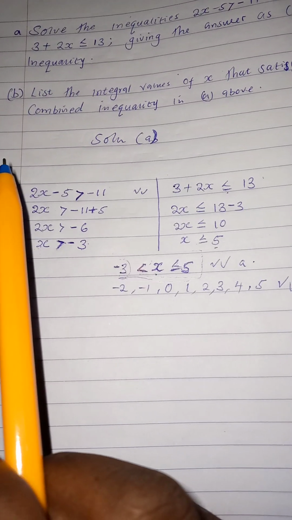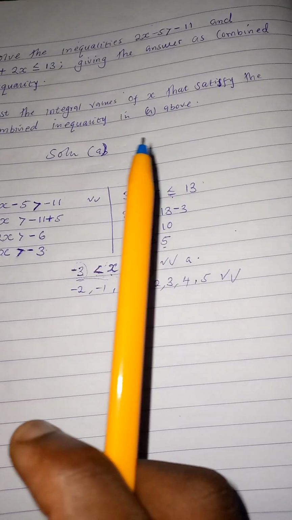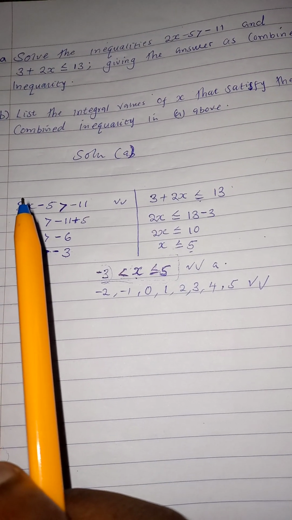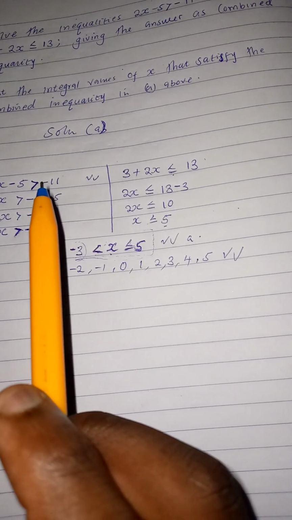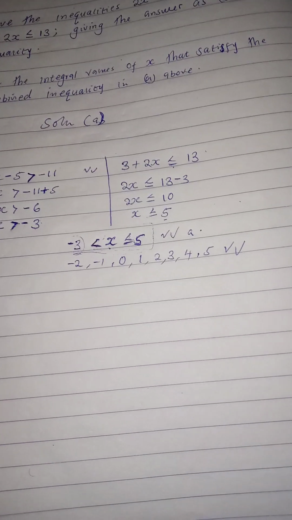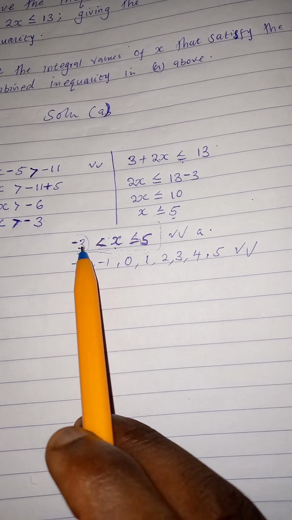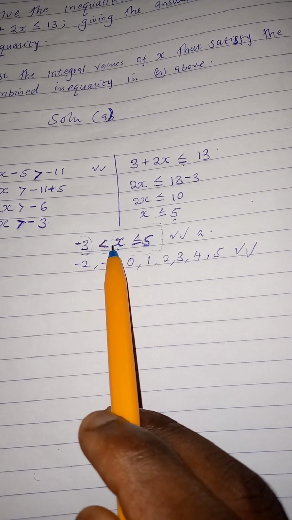Then part B says list the integral values of x that satisfy the combined inequality in A above. So here we normally say negative 3 is less than x.